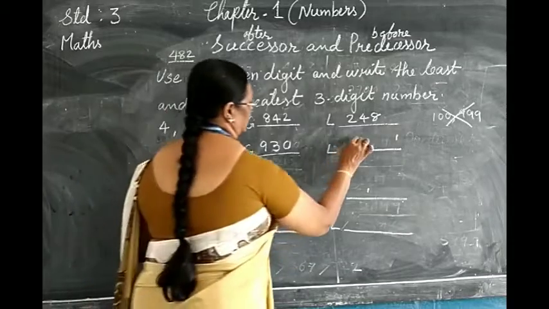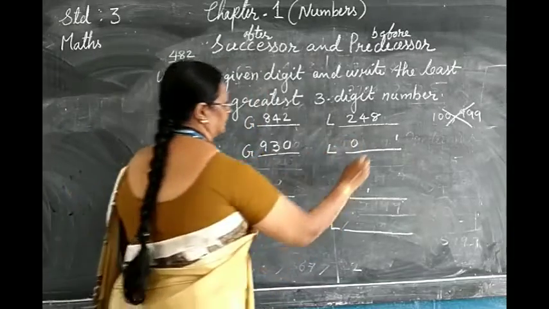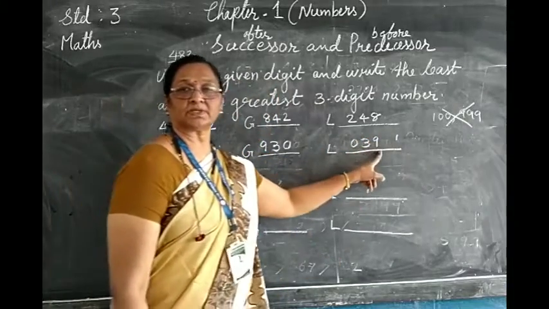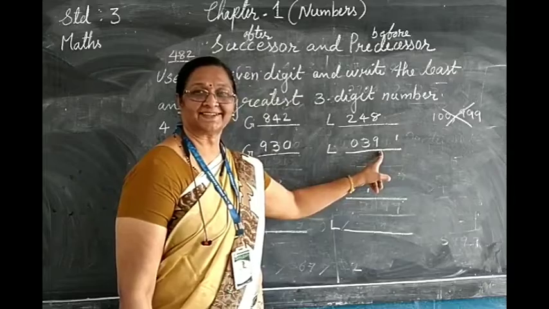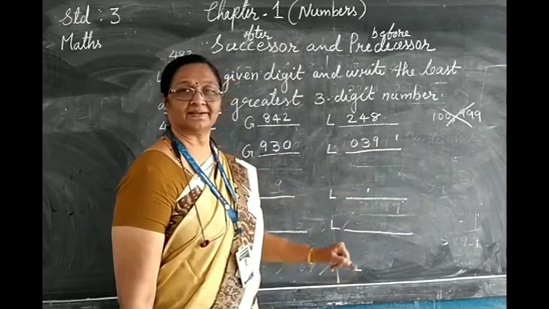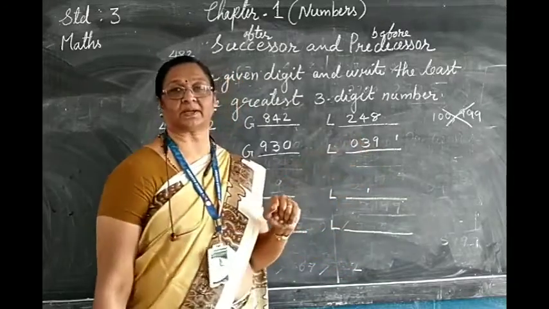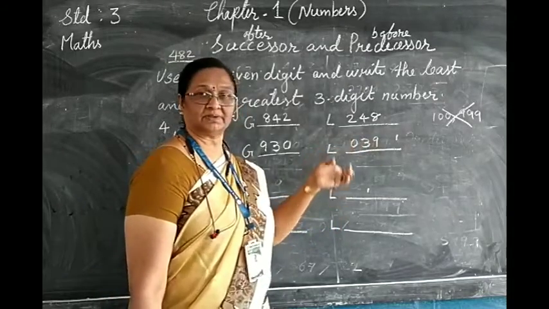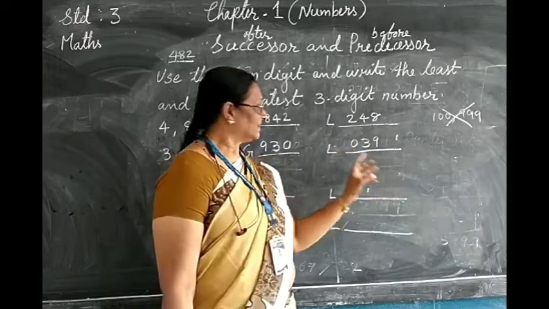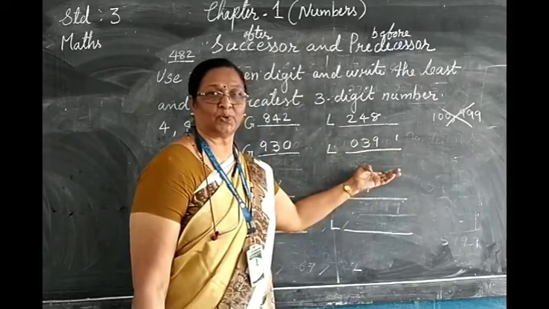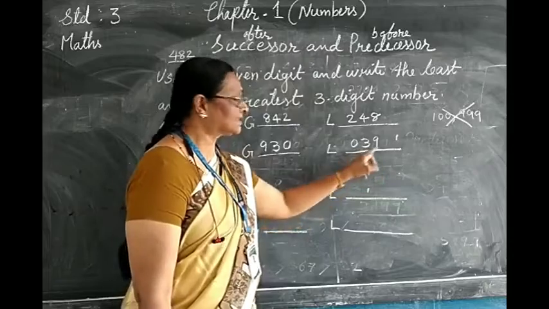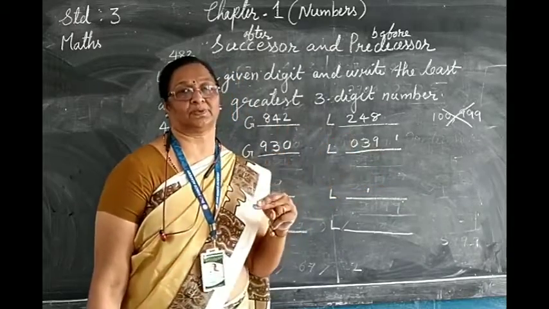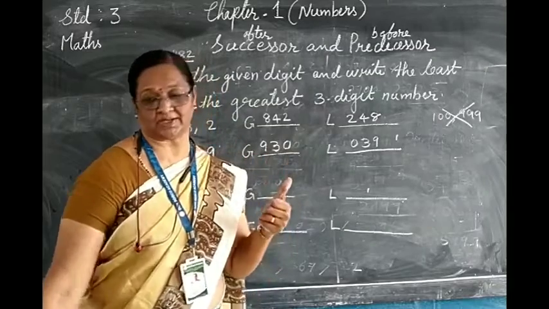Start with 0, isn't it? Then 3, 9. Is it a 3-digit number, children? How many digits are here? How to read this? First you tell me how to read this number. What is the name of this number? 39. Will 039 be read? No, it is wrong. Then tell me, is it a 3-digit number? No. 39 is only a 2-digit number.